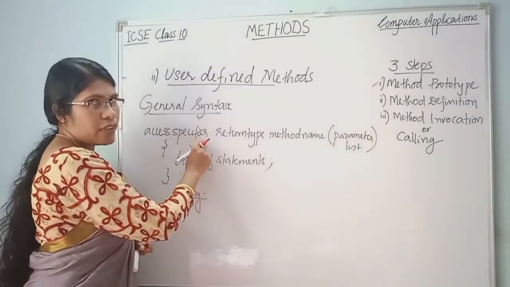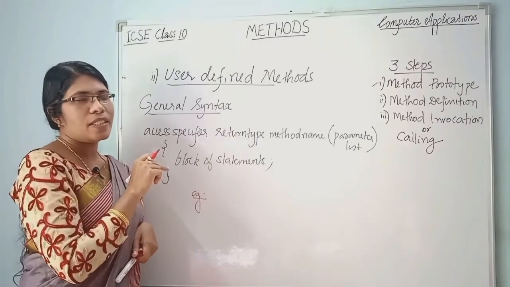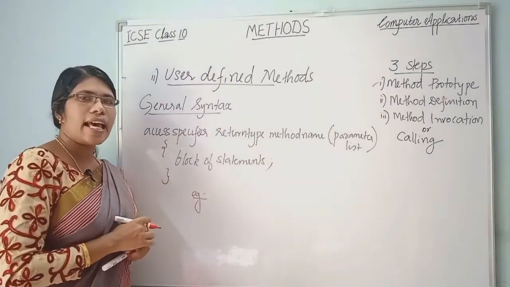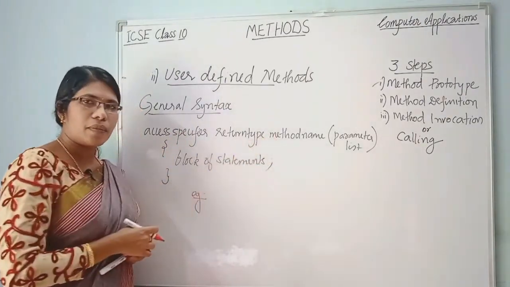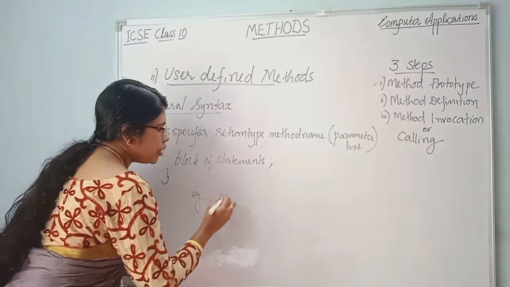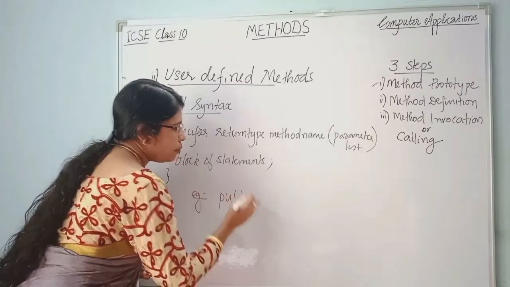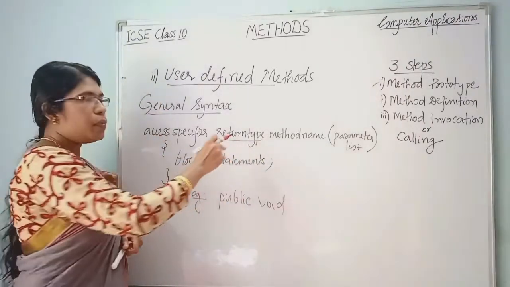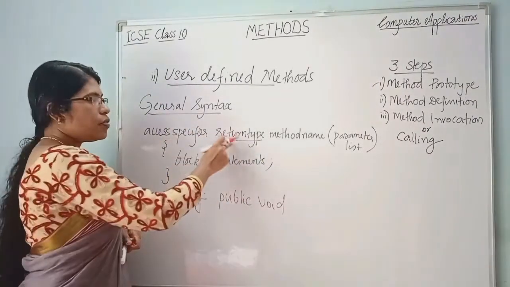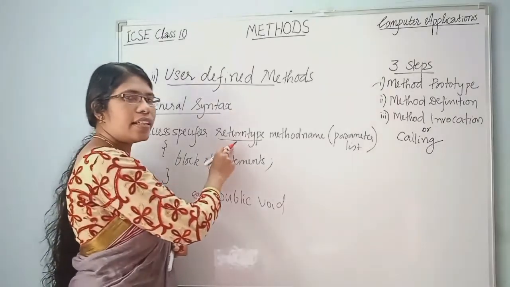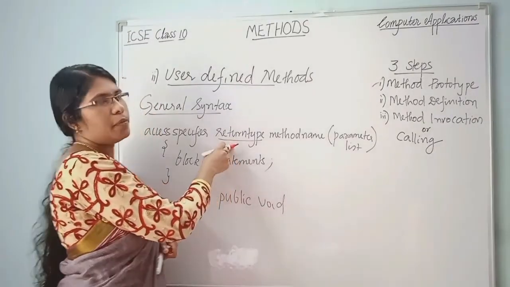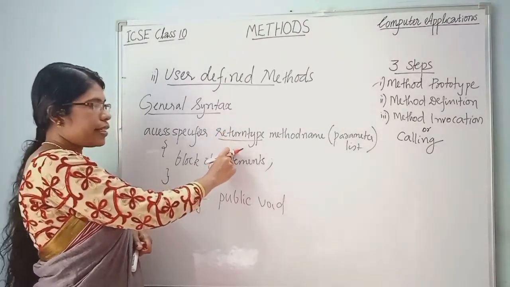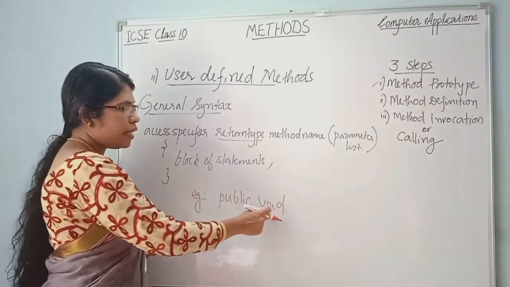First one is the access specifier. All of you know there are 3 types of access specifier: public, private and protected. Access specifier indicates the accessibility of this method throughout the program. So we will write public as the access specifier. The next one is return type. Return type can be defined as 2 types. One is void return type, another one is a primitive data type as return type. So here I am just writing public void.